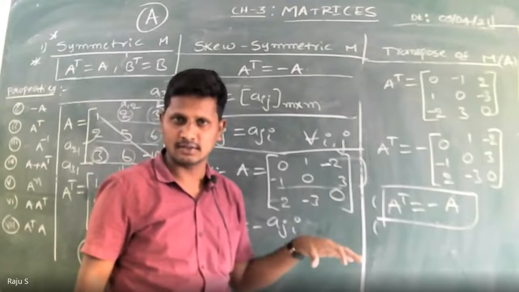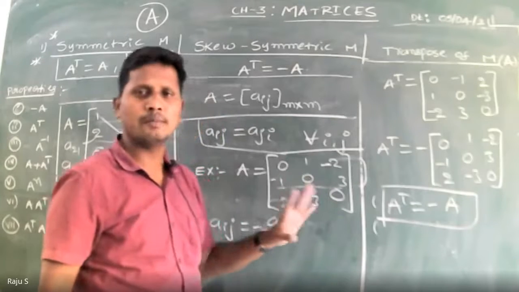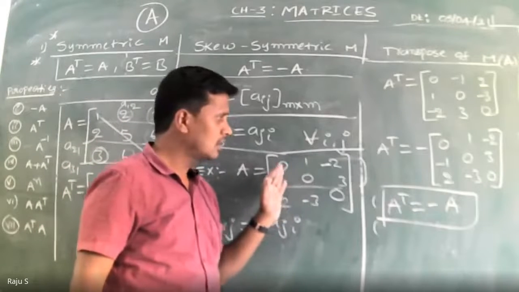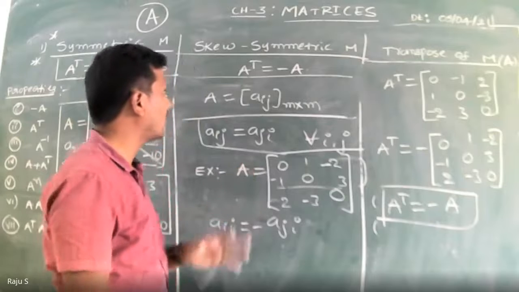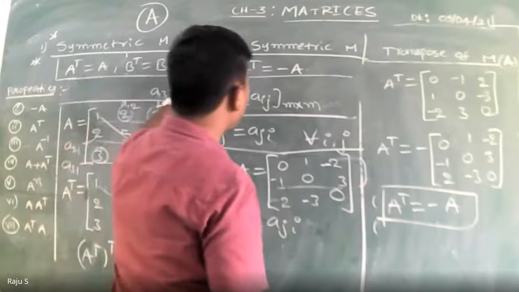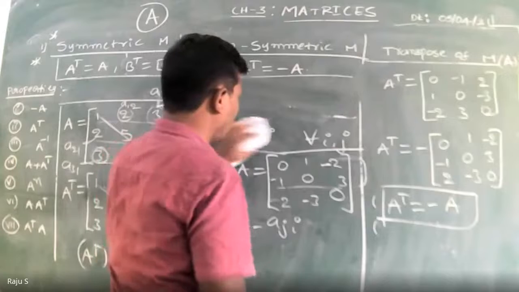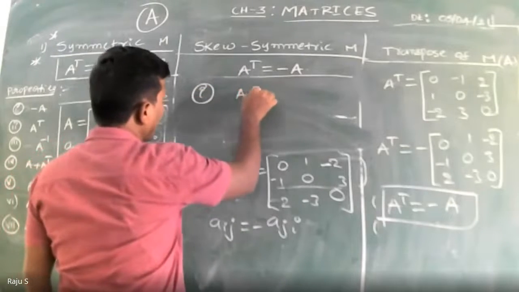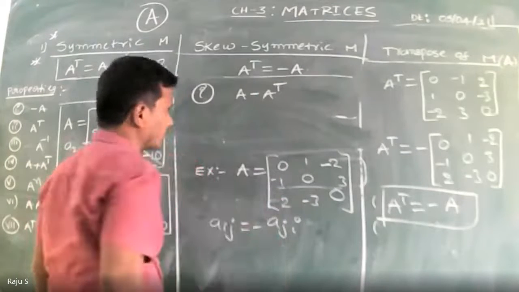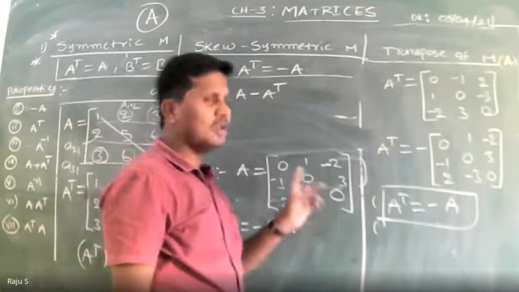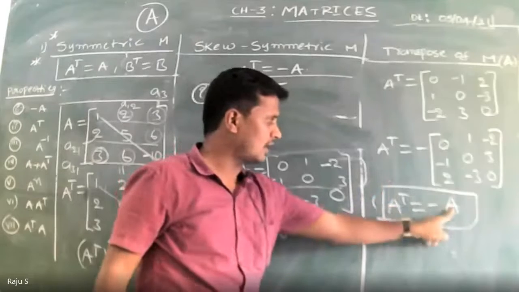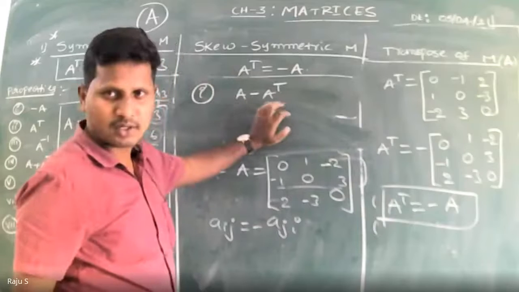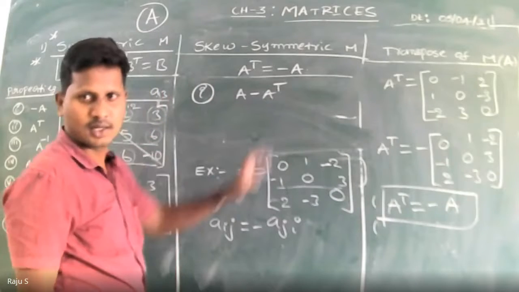Skew symmetric matrix. Just two important properties are there for a skew symmetric matrix. Let us discuss the two important properties for skew symmetric. The first property is that when A is a skew symmetric matrix, A minus A power T is also a skew symmetric matrix.